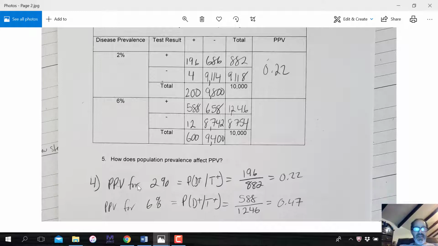PPV is highly affected by disease prevalence. So you see here I have two different tables. One for disease prevalence is 2%, and the other for disease prevalence is 6%.